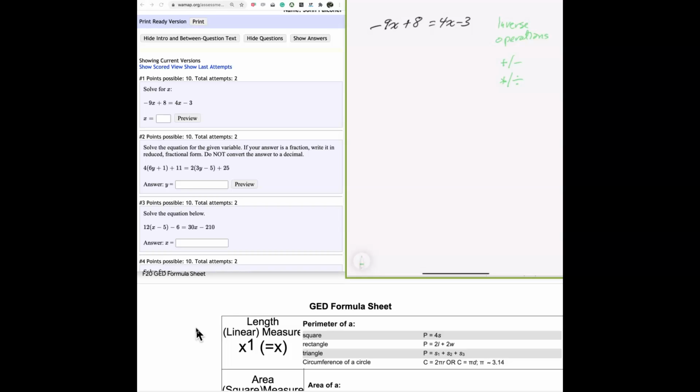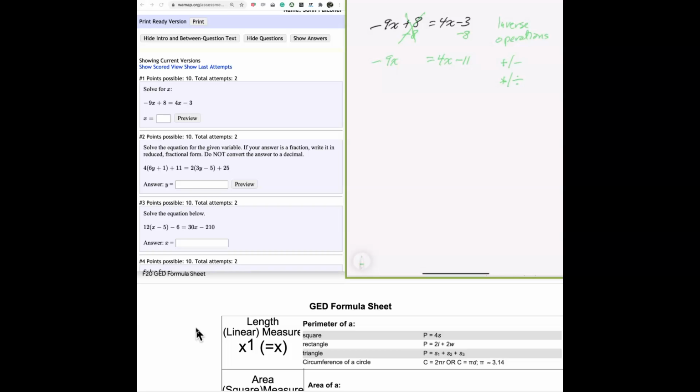So first thing we're going to do is move this 8 to the other side. We do that by subtracting 8 from here. And we have to subtract 8 from both sides, or it won't be an equality anymore. So these cancel each other out, leaving negative 9x on this side. And then over here we have 4x minus 3 minus 8. So negative 3 minus 8 is going to give us negative 11. And if you don't know how to do that, search negative numbers at Khan Academy, and you can work on some problems with negative numbers.